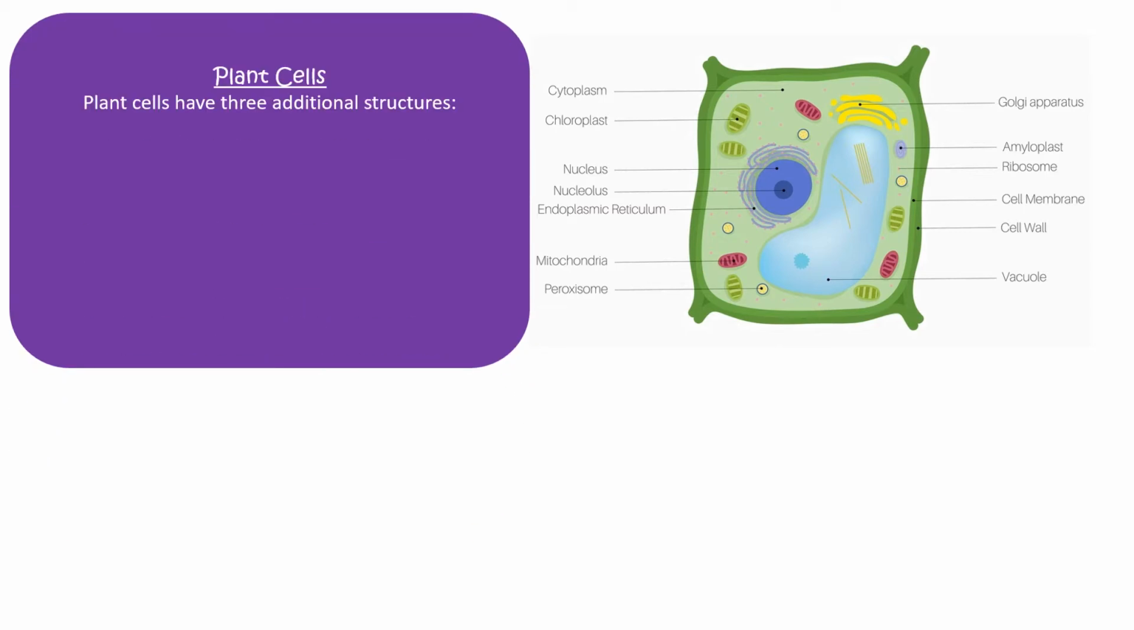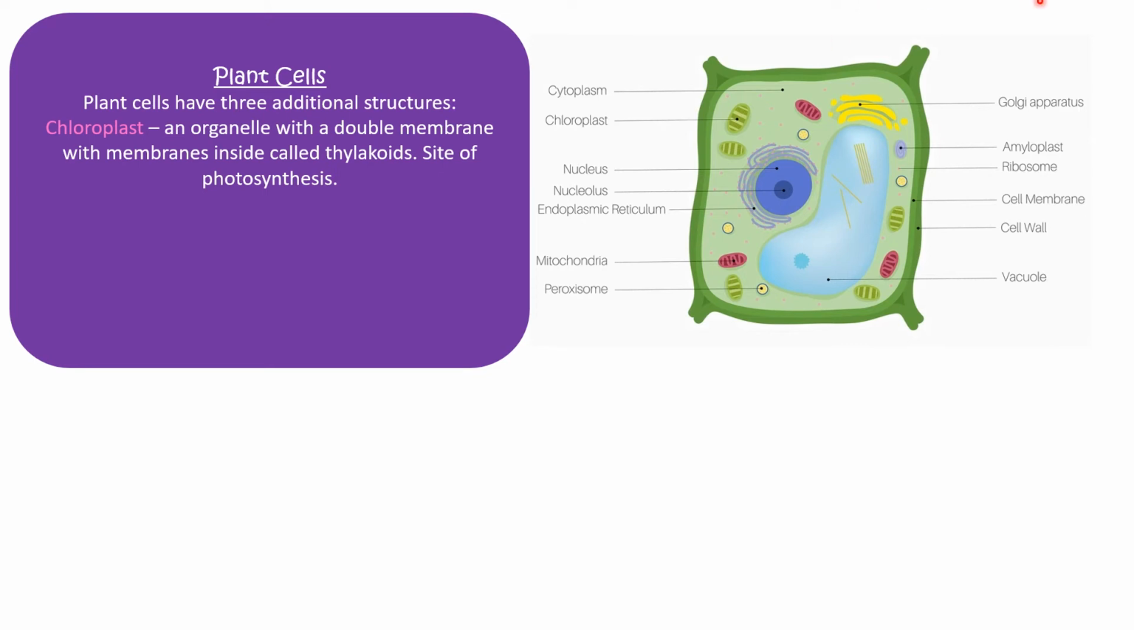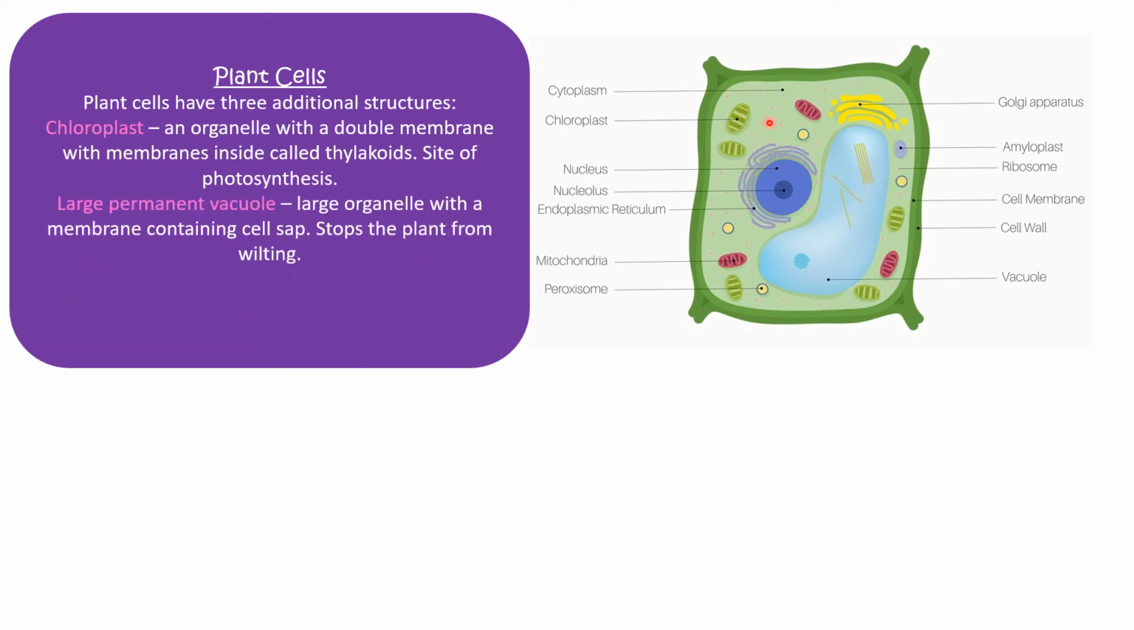Okay, so plant cells have additional structures. They have chloroplasts, which are here. So we can see the chloroplasts there. Chloroplast is also made up of a double membrane, so it has the outer membrane and then it has inner membranes. The membranes inside are called thylakoids. The thylakoids and the chloroplasts are the site of photosynthesis, so that's where the carbohydrates are produced in photosynthesis.